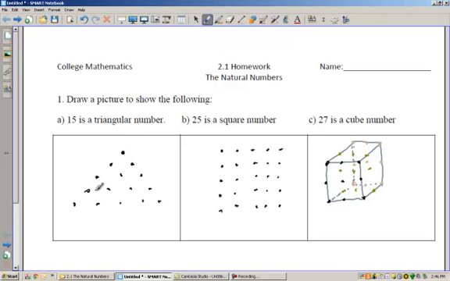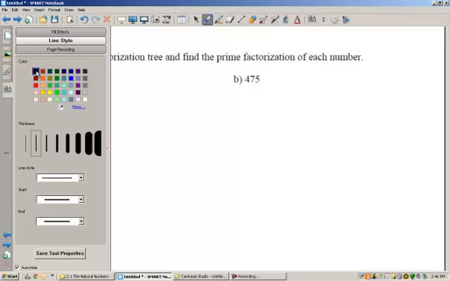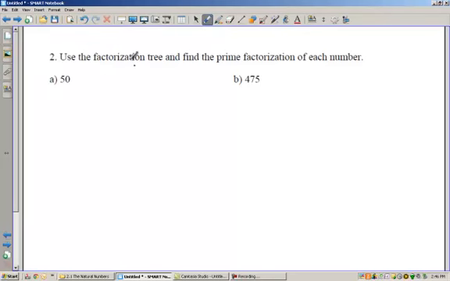Okay, on the next one, let's look at this here. We want to use the factorization tree and find the prime factorization of each number. Now 50 is relatively simple to factor. So 50 is 2 times 25, and then 25, of course, is 5 times 5. So I can write 50 as 2 times 5 times 5, so 5 squared.